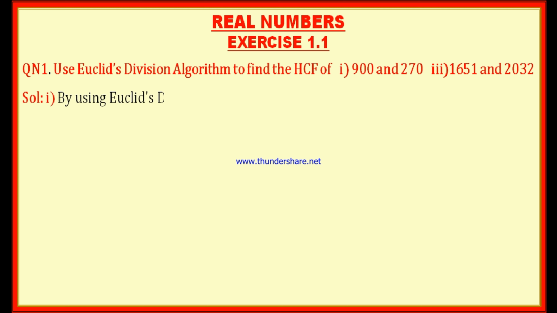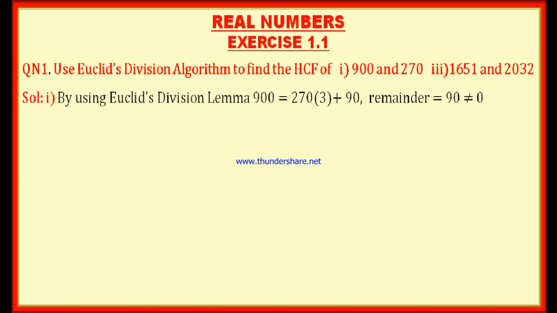Here is the solution. By using Euclid's division lemma, out of the two numbers 900 and 270, 900 is greater than 270. Therefore, you can write 900 is equal to 270 into 3 plus 90. If we divide 900 by 270, it goes 3 times, and the remainder is 90. Here the remainder is 90 and is not equal to 0.